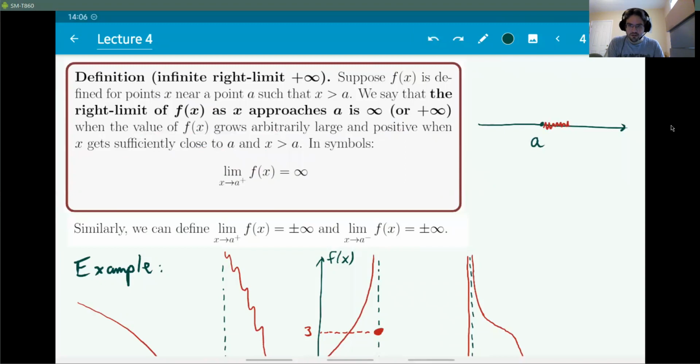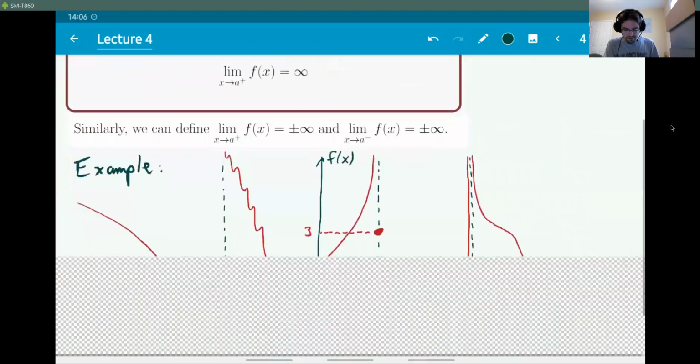And in symbols, we're going to use the same symbol as last time. For a right limit, we have a little plus as an exponent on the a down here in the limit symbol. And then I'm just going to say, similarly, you can define the other one-sided limits when they are equal to infinity or minus infinity. So another graph example here.